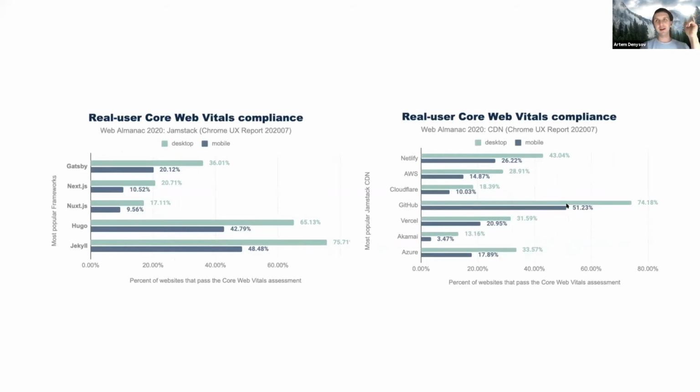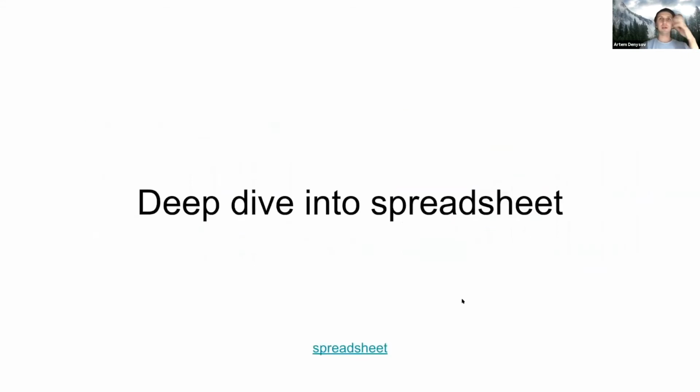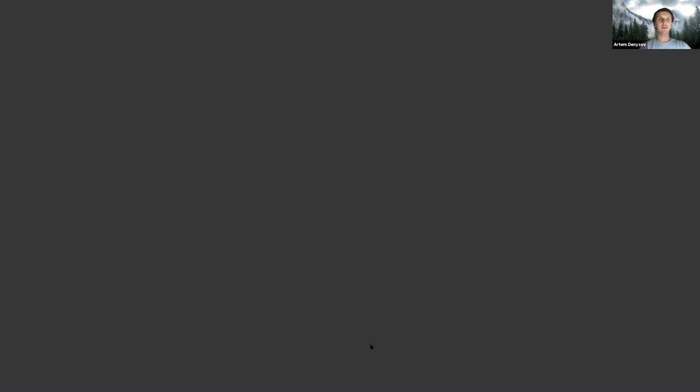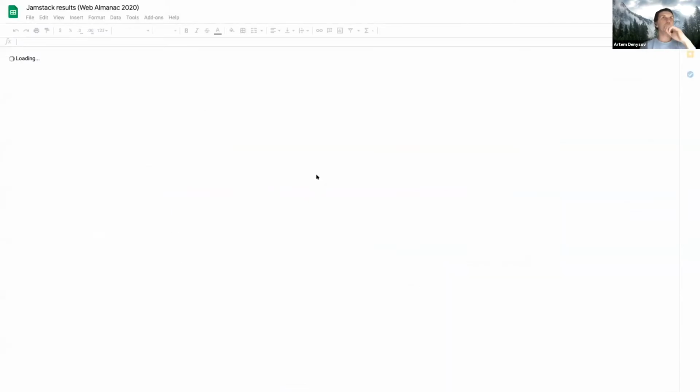The really interesting part comes when you look at the CDNs that serve these SSGs, and you see that GitHub, which mostly serves GitHub Pages, is the fastest, the most performant one. And since GitHub Pages is based on Jekyll, we can see a good correlation between them. It was really interesting to see what's going on. And actually, we can dive into the spreadsheet if we want to see it.